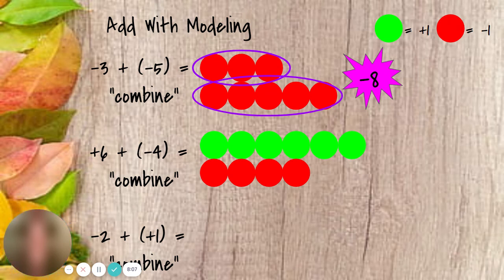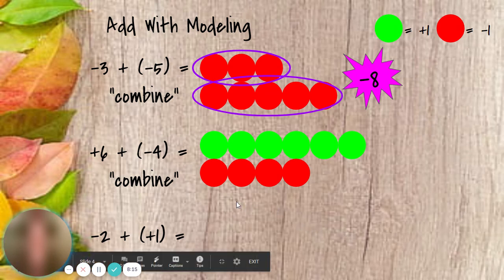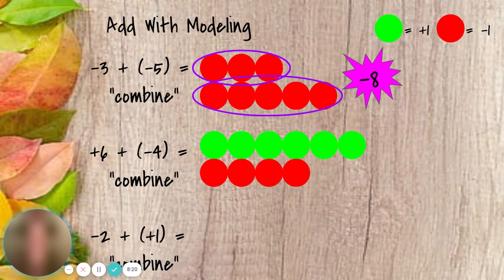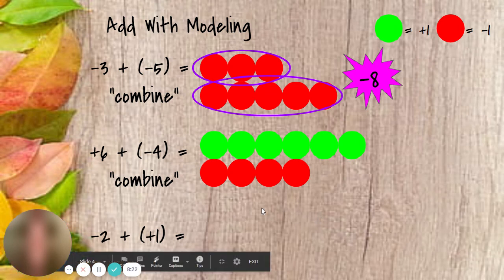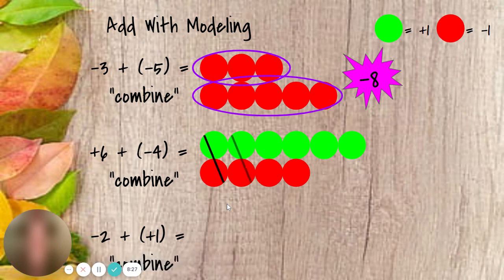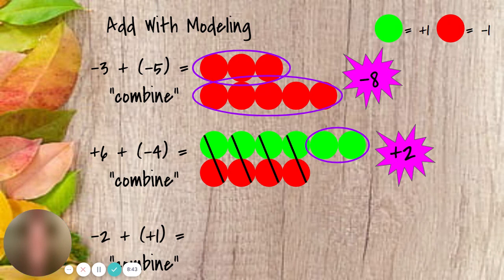So if I have a +1 and a -1, if you put those together, they'll cancel each other out. Because it really means +1 and then you put it with a -1, that gives you 0, right? So you just cancel it out. So I'm going to cancel out all my pairs of negatives and positives. I'm going to cancel out these 4 groups that I have here. And then what is left over is 2 positives. So my answer of +6 plus -4 is just going to be +2.